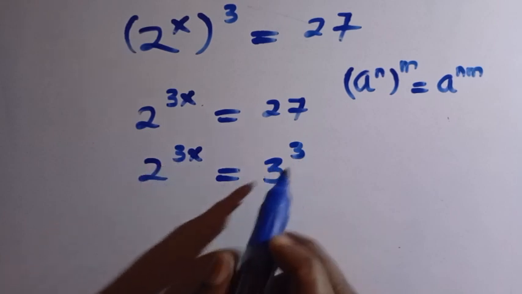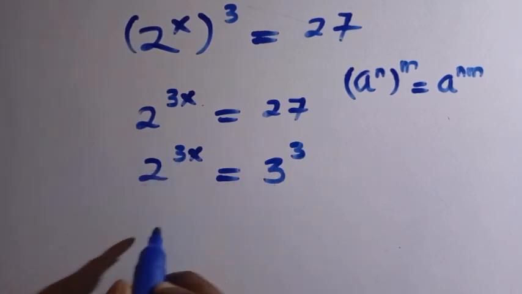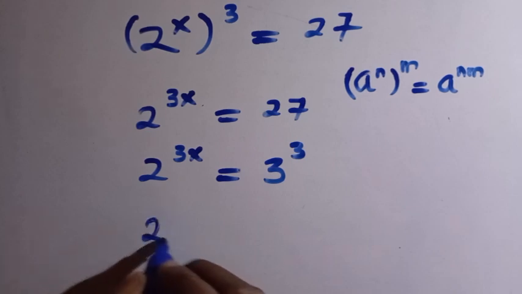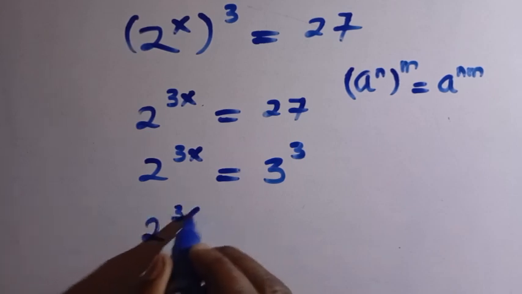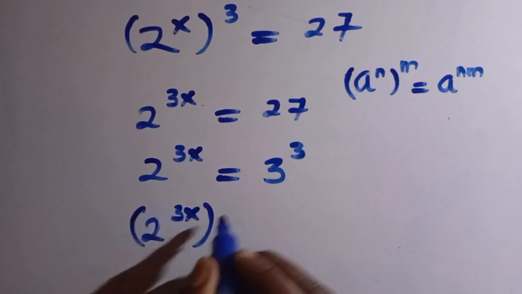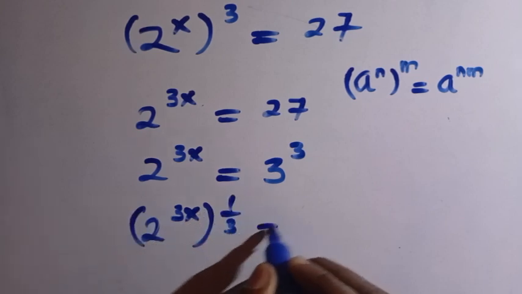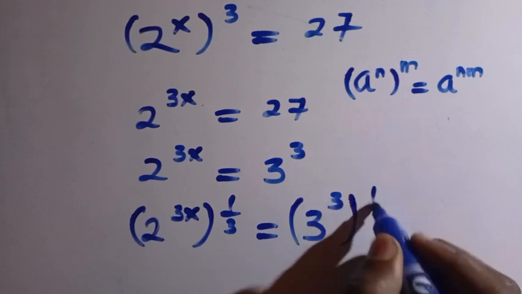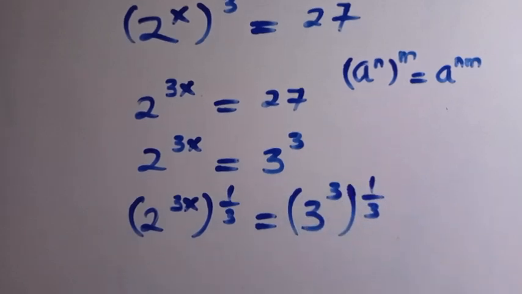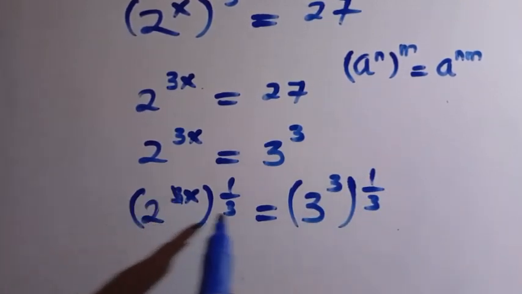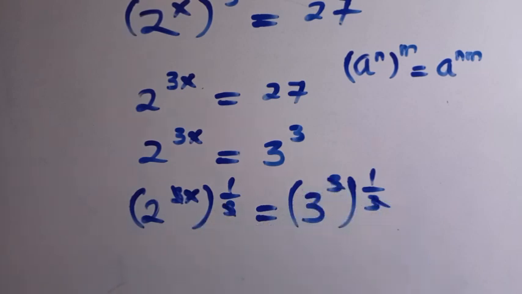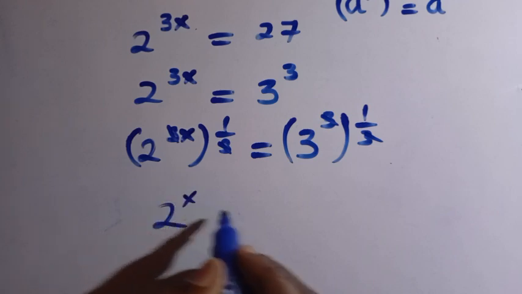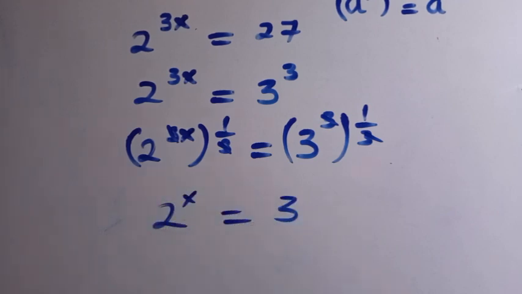Then, so by this is the power of 3. There is a 3 here, there is a 3 here. So let's raise both sides of this by 1 over 3. So here is 2 raised to power 3x, then everything raised to power 1 over 3 equals 3 raised to power 3, everything raised to power 1 over 3. So 3 cancels 3 and 3 also cancels 3. So with this, we have 2 power x equals 3.